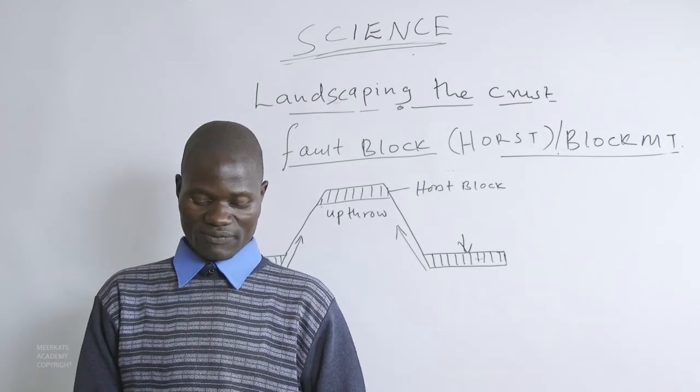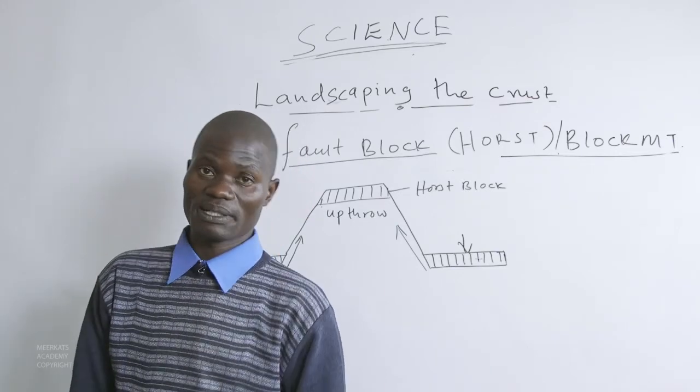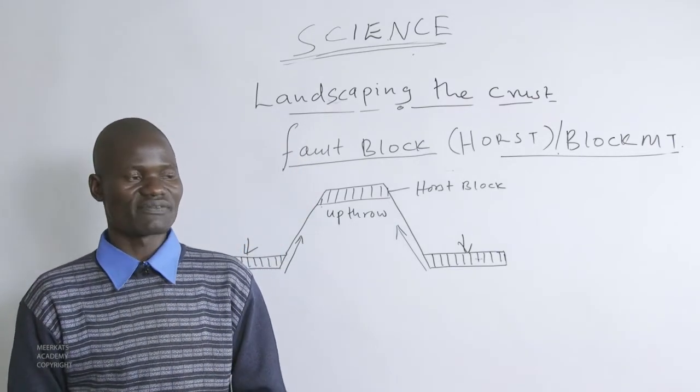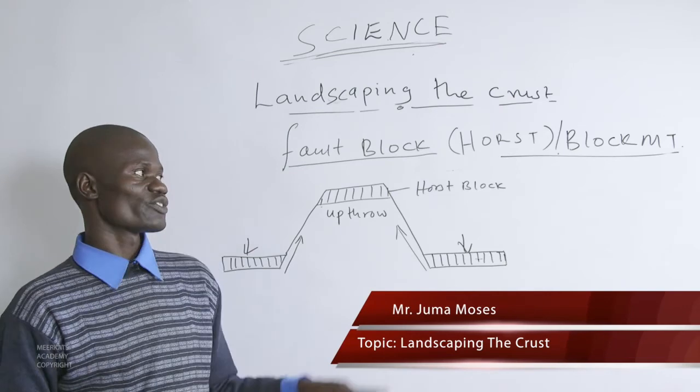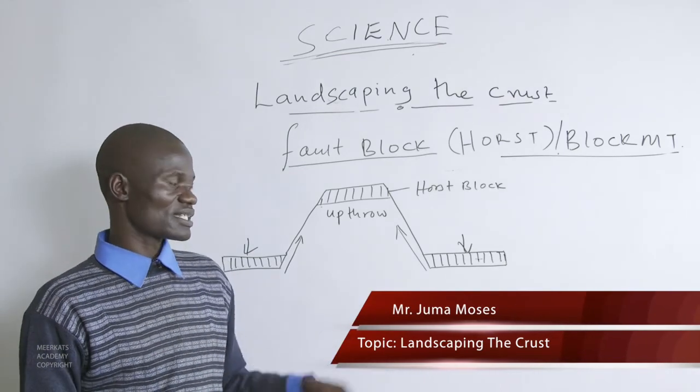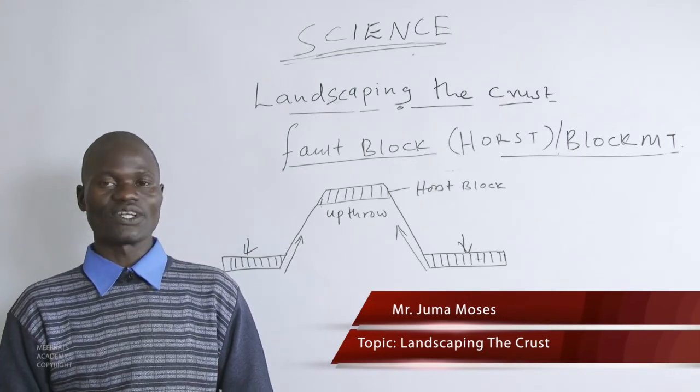That is what we have covered today. In the next lesson, we'll look at the formation of the rift valley or the graben as one of the last features that result from the process of faulting.